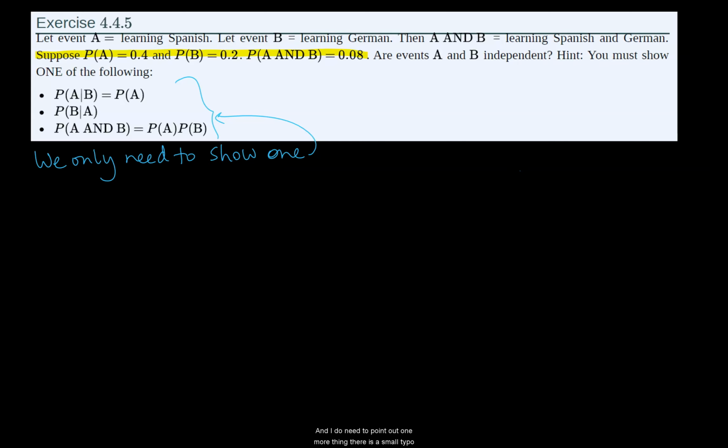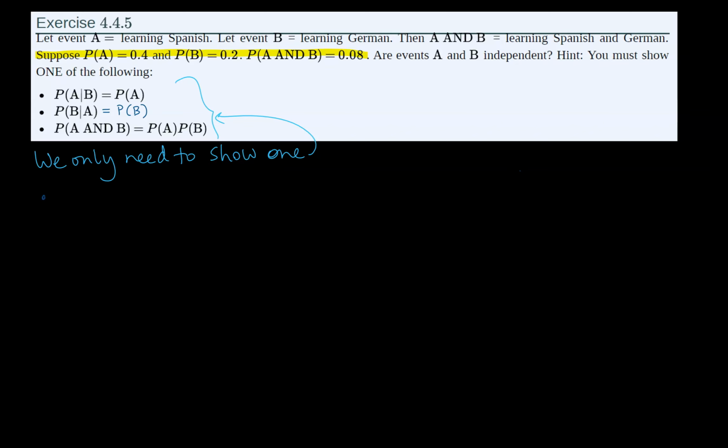And I do need to point out one more thing. There is a small typo in your book. This should read the probability of B given A is equal to the probability of B. So we'll make sure we get that corrected soon. But there is a small typo there. There should be an equation in that second bullet.